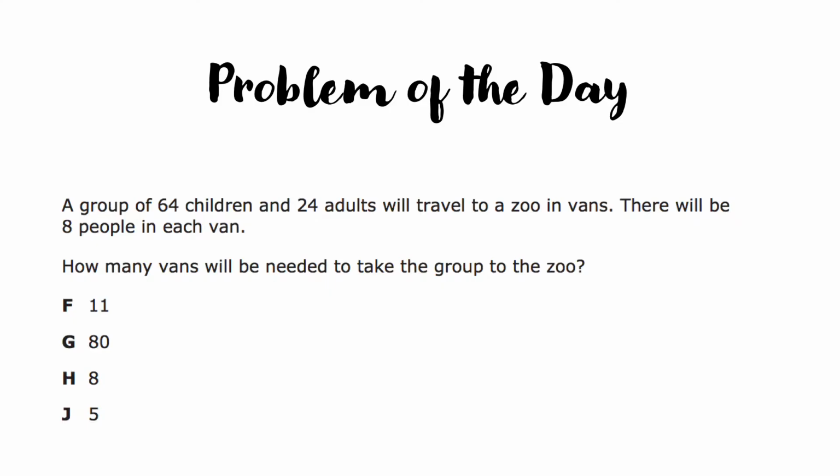Let's go ahead and do the problem of the day. A group of 64 children and 24 adults will travel to a zoo in vans. There will be 8 people in each van. How many vans will be needed to take the group to the zoo?